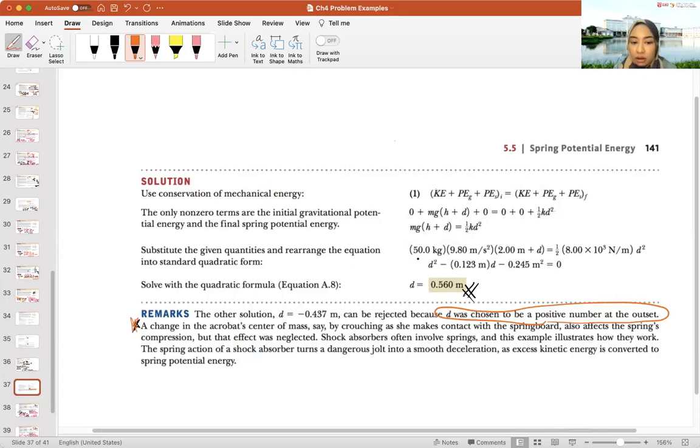The spring action of a shock absorber turns a dangerous jolt into a smooth deceleration as excess kinetic energy is converted to spring potential energy. So bila kita terjun, kan kita still from a motion, kita terjun atas board tu kan. So that kinetic energy bila kita terjun tu is converted into the spring. Kalau benda tu tak ada spring, let's say this is Haikal, biasa, and this is the springboard, and tak ada, sorry, this is not a springboard, this is a board on the ground.